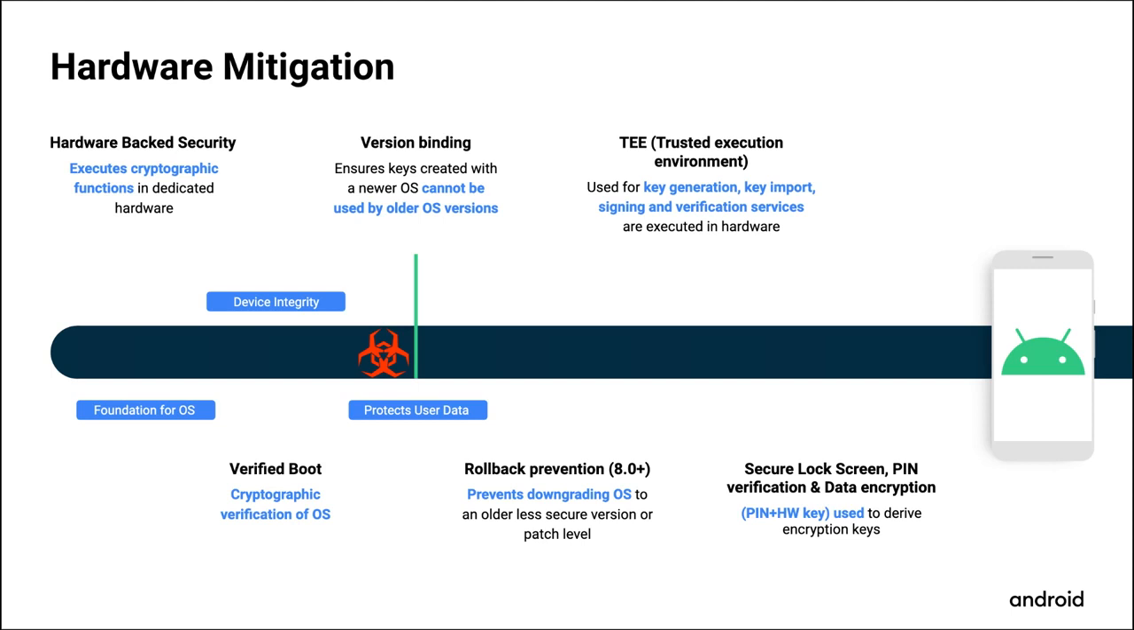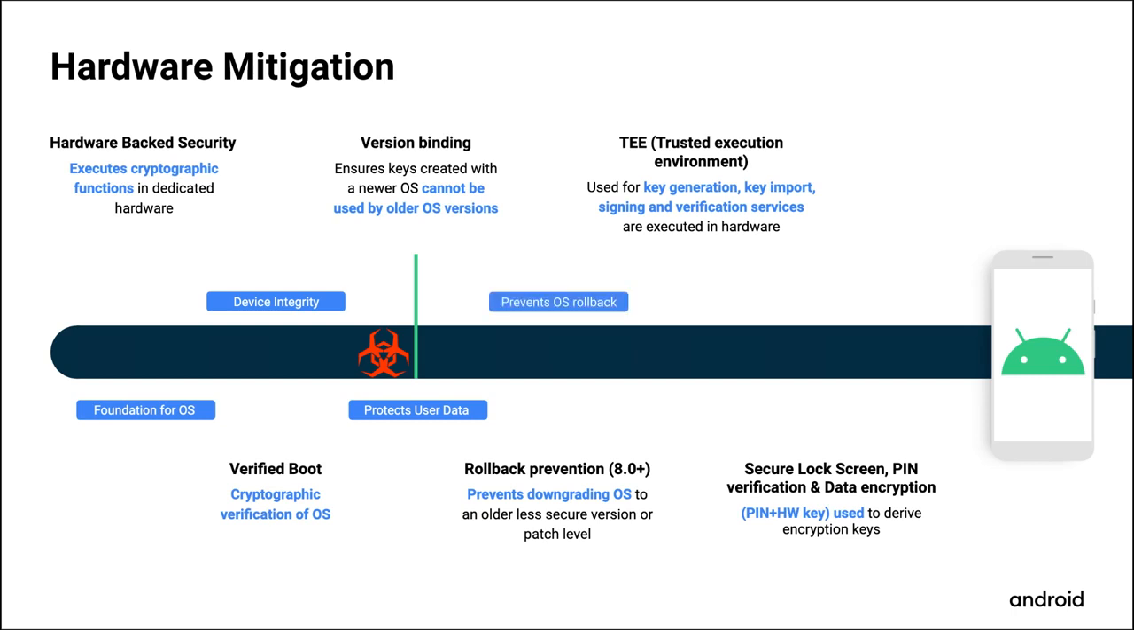And the first one is called version binding. That ensures that keys created with a newer operating system, such as Android 10 or Android Pie, cannot be used by an older operating system. So, in other words, a key is inserted into that hardware-backed security on the device that says this device can only use this particular version of Android, and that the keys can't be extracted and used in an older version.